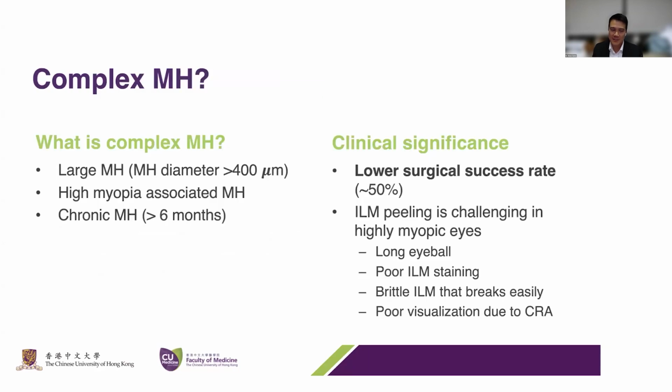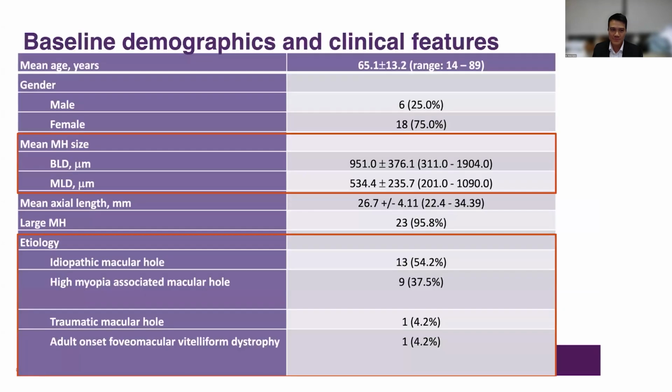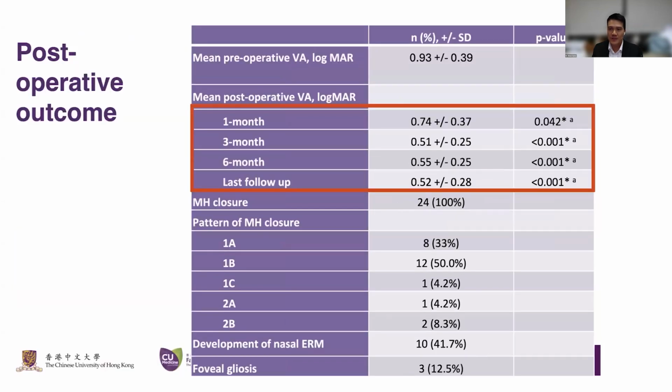We define complex macular hole as large macular hole, high myopia associated macular hole, or chronic macular hole. From the cohort, you can see that the mean basal linear diameter was very large. It was 951 micron. The minimal linear diameter was 534 micron. And 95.8% of our cases were classified as large macular hole, and 37.5% of them were macular hole associated with high myopia.